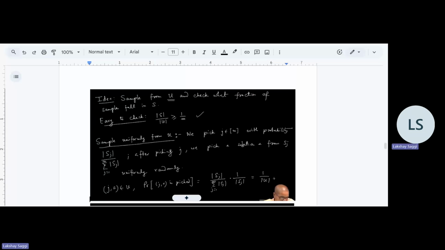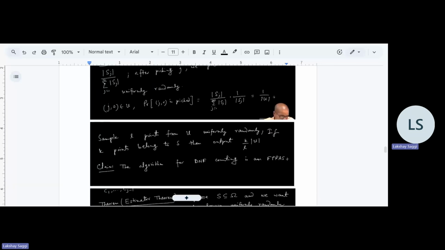So the high level idea for the algorithm is that we sample a satisfying assignment uniformly from the set U, and how do we do this? First you sample any j with probability the size of Sj divided by the total size of all the Sj's, and after picking j, we pick a solution from Sj uniformly at random. This ensures that every element from the set U is sampled uniformly at random.